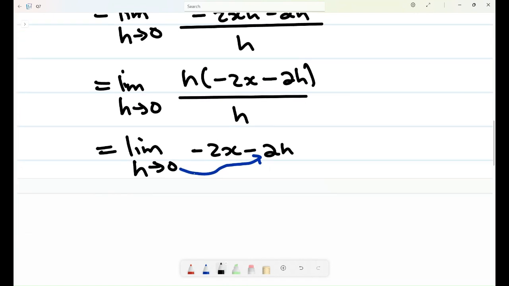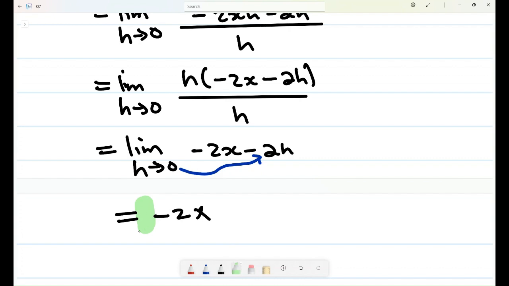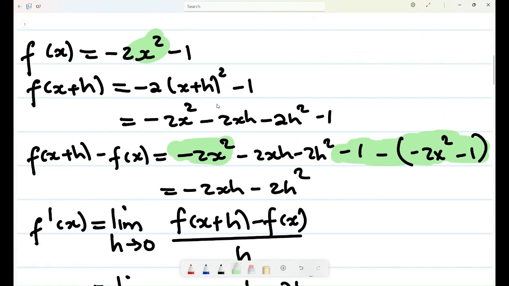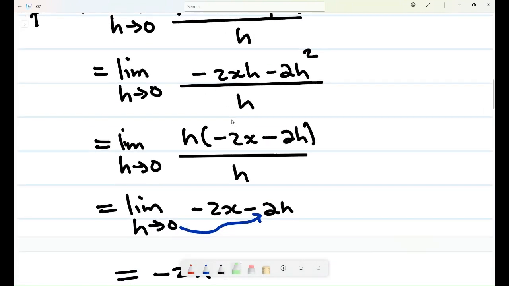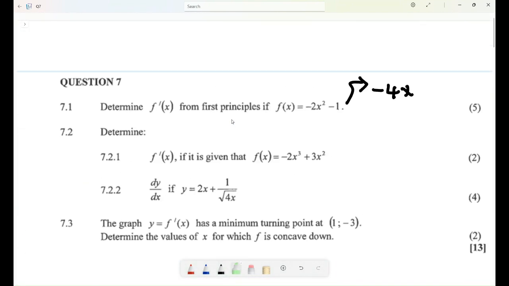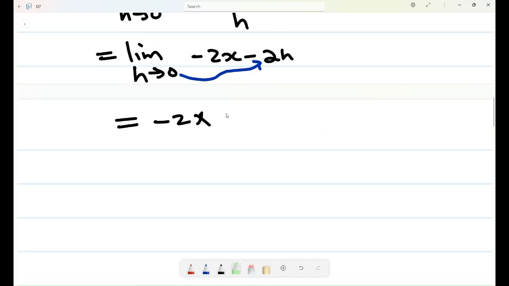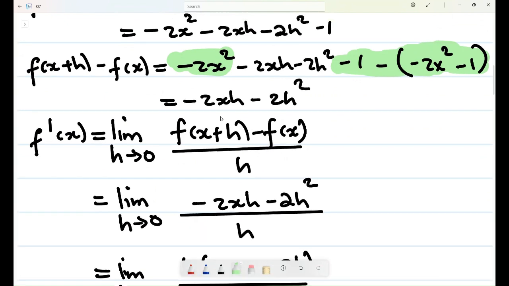So yes, I'm going to substitute h as 0. When I substitute h as 0, it's going to be negative 2x. Realize when I substitute, I do not say limit. Now remember I said my expected answer should be how much? Negative 4x. How much do I get? I get negative 2x. So it means somehow I did a mistake.